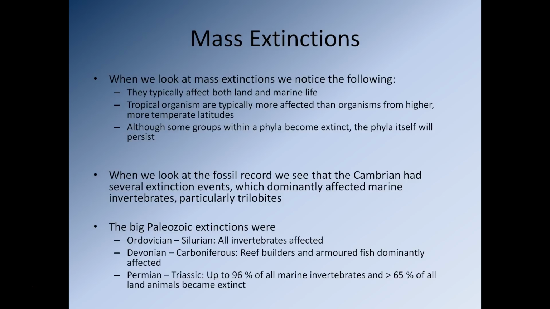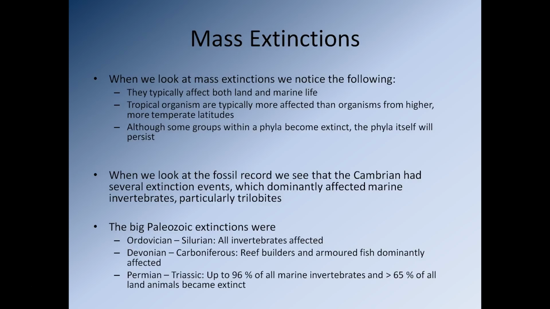So when we look at mass extinctions, we notice the following. We've already been through a couple of mass extinctions. So we've had the Ordovician Silurian extinction, and we've had the extinction between the Devonian and the Carboniferous. So when we look at these mass extinctions, we notice a few things. We typically notice that they affect both land and marine life. Normally, tropical organisms are more affected than organisms from higher, more temperate latitudes. And although some groups within a phylum become extinct, the phylum itself will persist.